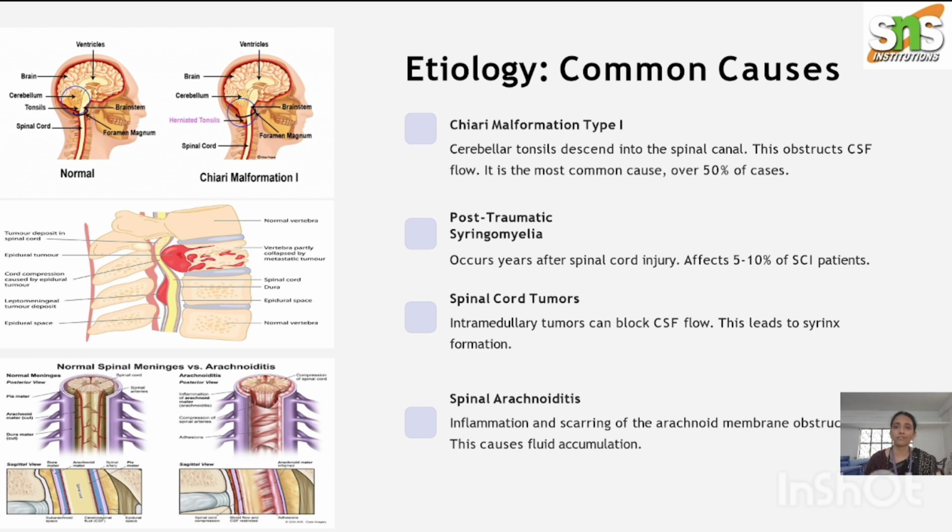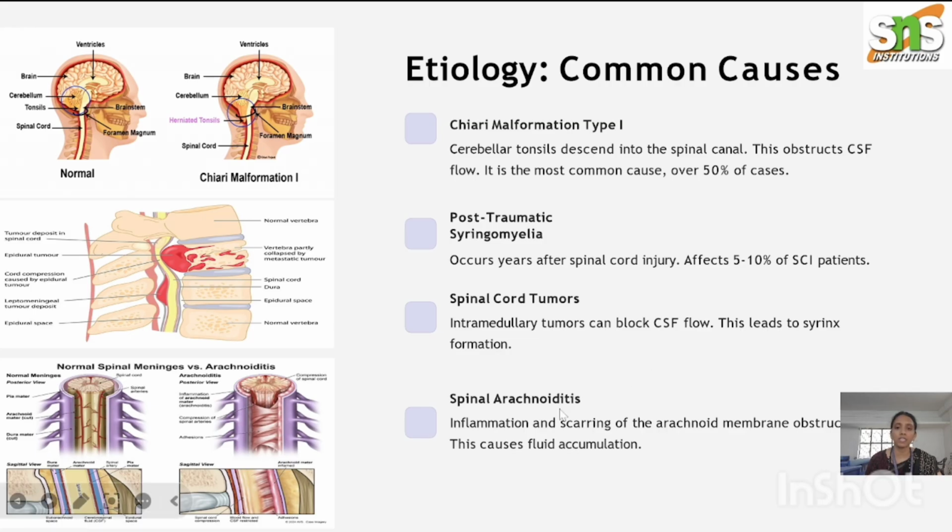The other cause of syringomyelia can be a spinal cord tumor. This picture shows you the spinal cord tumor that compresses the spinal cord. Mostly it is an intramedullary tumor that blocks the cerebrospinal fluid flow. This leads to syrinx formation in the spinal cord.